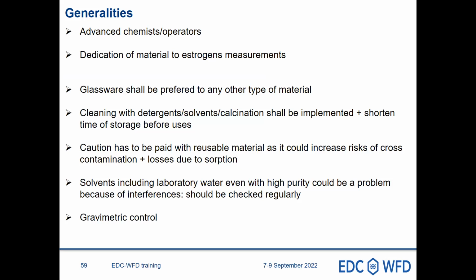Glassware should be preferred to any other type of raw material. This is our view. Cleaning with detergent, solvent, and calcination should be implemented. You also have to shorten the time of storage before use to prevent contamination from the environment. Every detail counts. Caution has to be paid with reusable material, as it could increase the risk of cross-contamination and losses due to sorption when you reuse material.